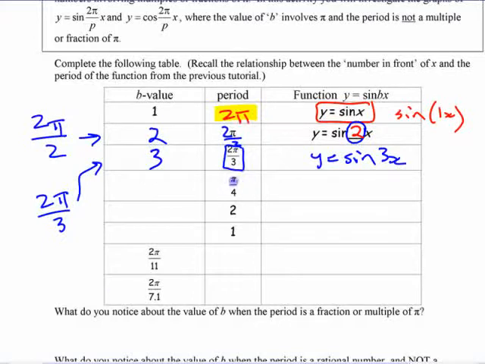Whatever number is in there, as long as you can see the period as 2 pi divided by something, you can see what that number is, right? If you can write this as 2 pi, pi over 4 is the same as 2 pi divided by 8, so that means the b value is 8. Right? If you have a period of 2 pi over 23, what would that function be? Sine of 23x, right?